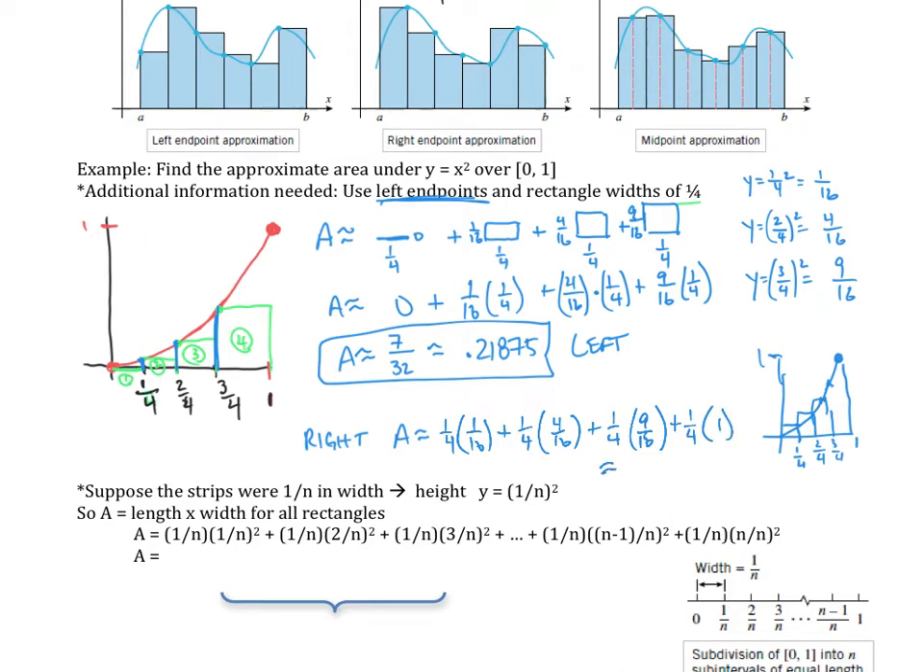And this will give me an approximate of 15/32, which is approximately 0.46875 square units. I forgot to put the units on this, square units. All right, so now let's generalize this process.